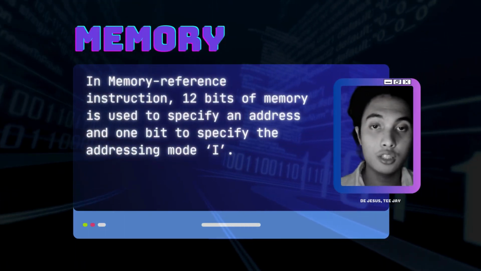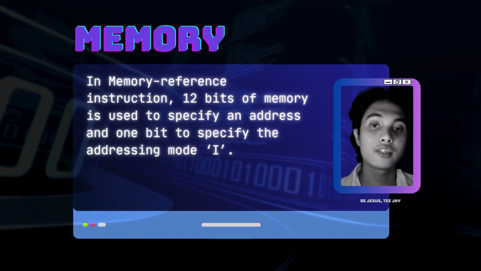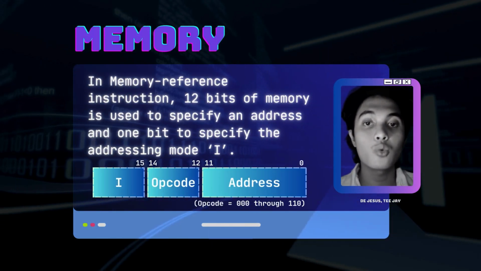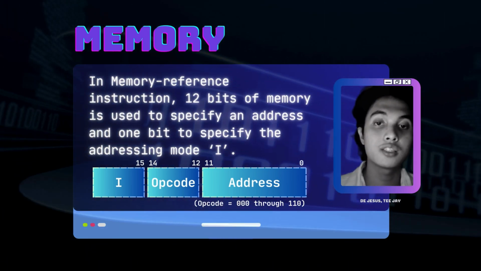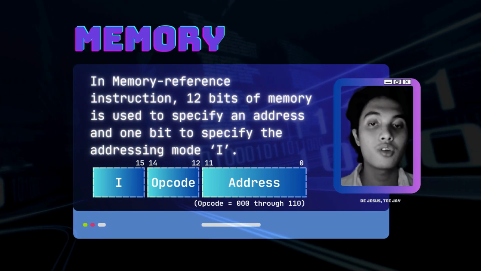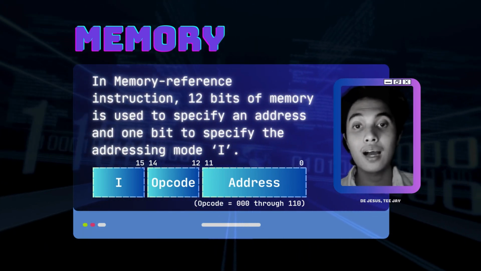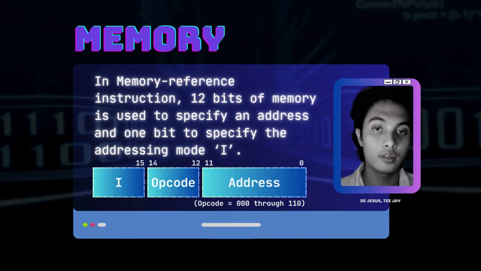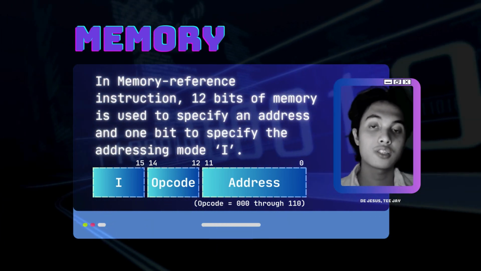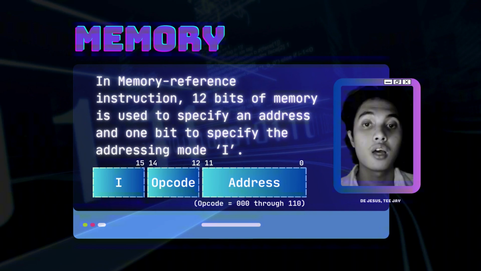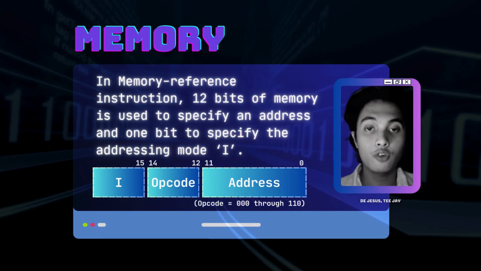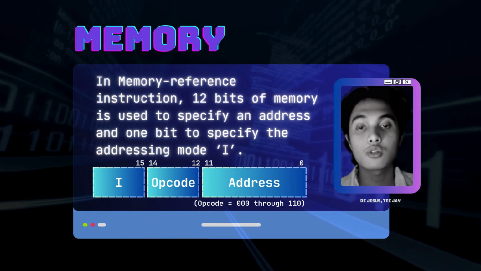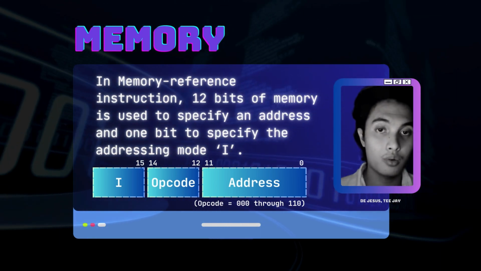Memory reference instruction consists of address field, opcode, and addressing mode. The address is a 12-bit field located in bits 0 to 11, and it specifies the location in the memory where data or a particular instruction can be accessed or stored. The opcode is a 3-bit field located in bits 12 to 14 of the instruction format. It is represented by binary from 000 to 110.